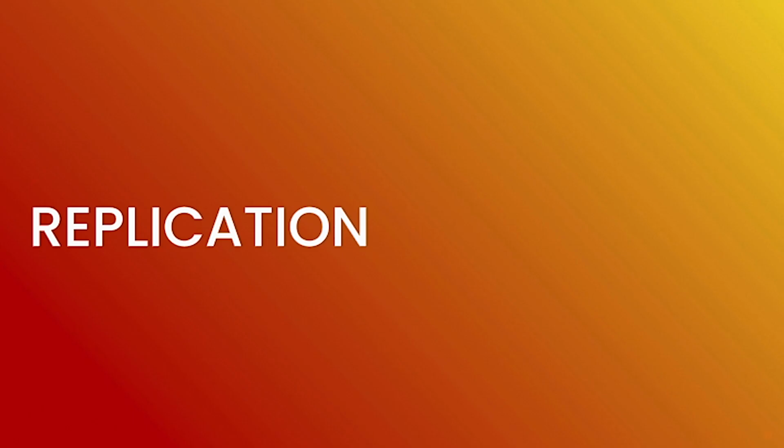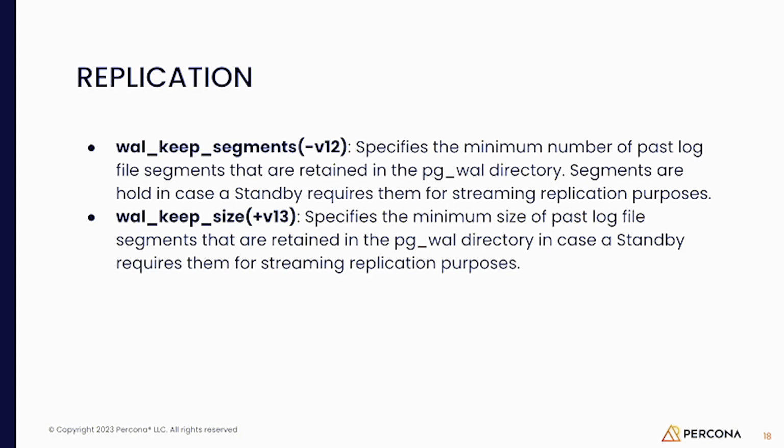Okay, now. Okay, the next section is about the replication. This section is linked with the previous one because the parameters we want to cover here are the wall keep segments or the wall keep size, depending on the Postgres version you are running. Those parameters are related to the amount of walls we will hold on the PC wall for the replica.